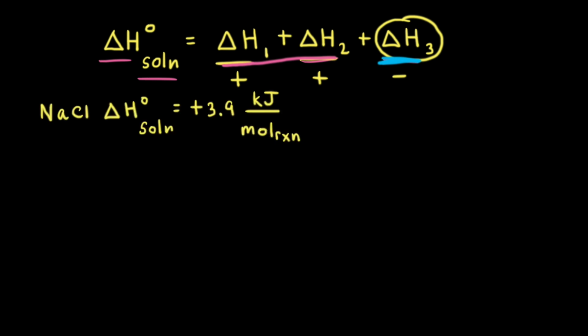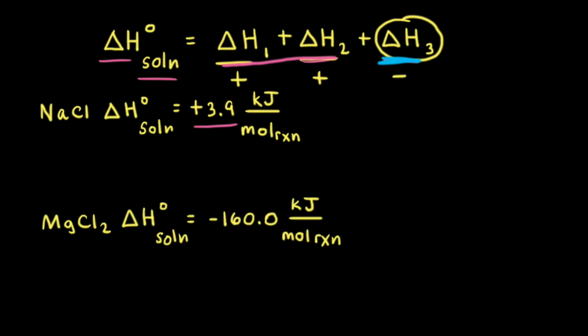An example of a substance that has a positive value for delta H naught of solution is sodium chloride. At 25 degrees Celsius, delta H naught of solution for sodium chloride is positive 3.9 kilojoules per mole of reaction. An example of a substance that has a negative value for delta H naught of solution is magnesium chloride. At 25 degrees Celsius, delta H naught of solution for magnesium chloride is equal to negative 160.0 kilojoules per mole of reaction. The main reason why these two substances have such different enthalpies of solution has to do with the third step, so the value of delta H3.